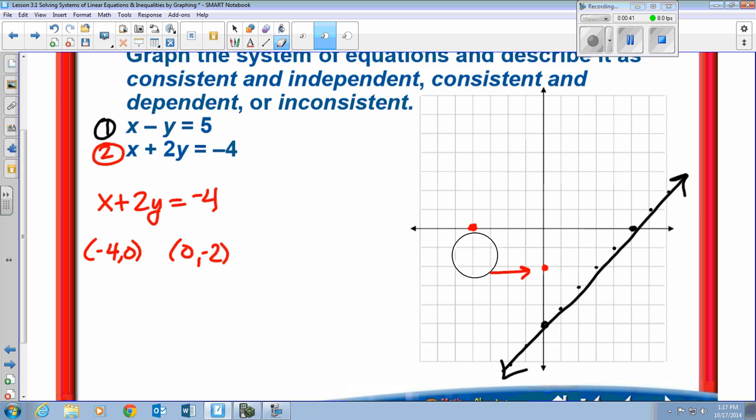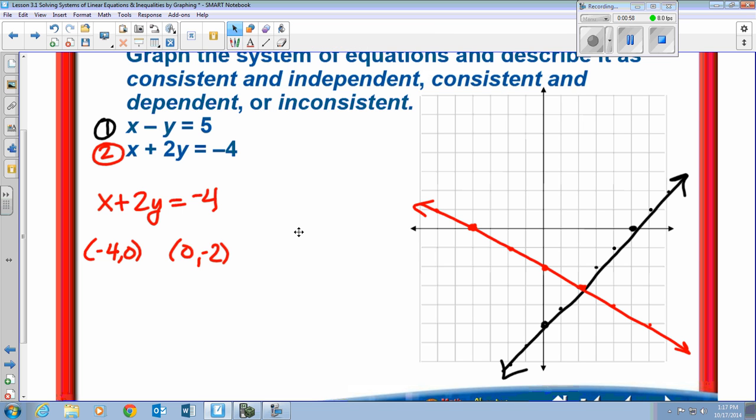1/2. So I can graph a lot more points. Down 1 over 2, down 1 over 2, and so on. And I want to graph as many as I can because I'm trying to find the intersection between two graphs.